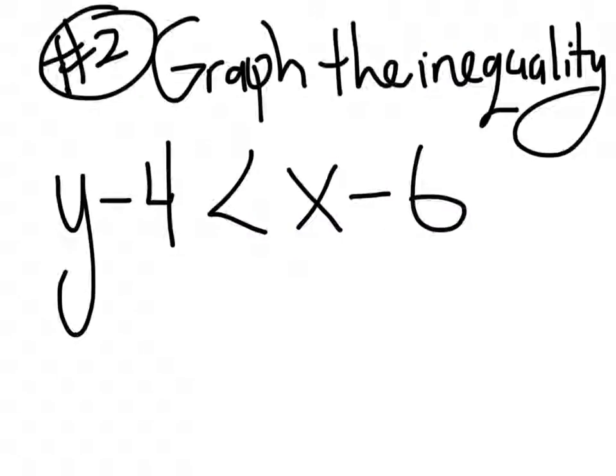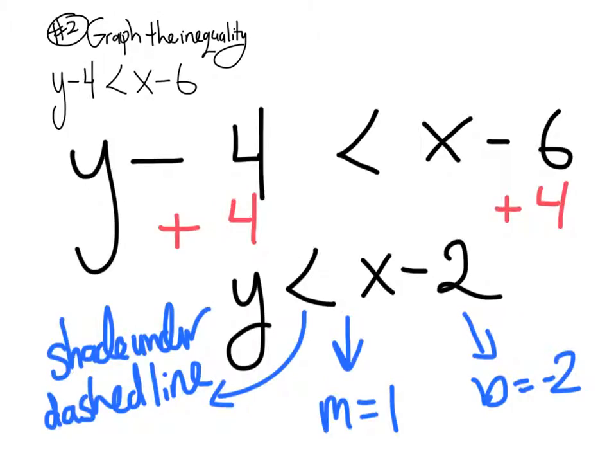Next. Number 2 says graph the inequality. So here it almost looks like y equals mx plus b, but we have this in the way. So we're going to get rid of that and see what happens. This says y minus 4 is less than x minus 6. So here is our question. To get rid of the minus 4, I'm going to add 4 to both sides. We're left with y is less than x minus 2. So the minus 6 plus 4 gives us minus 2.